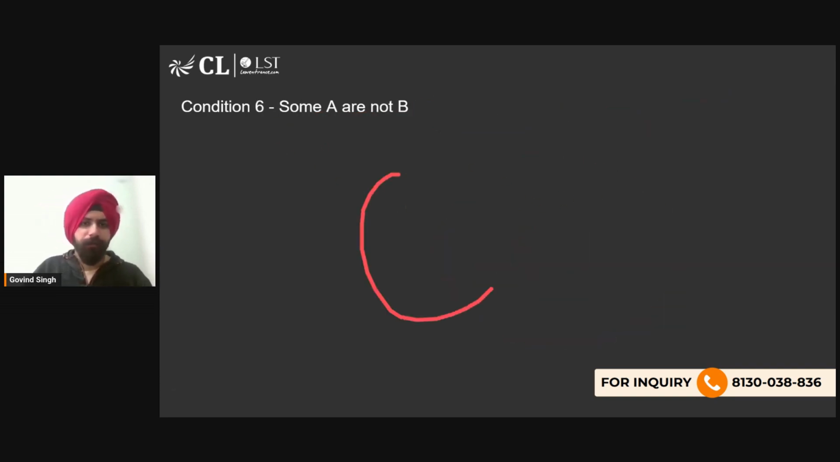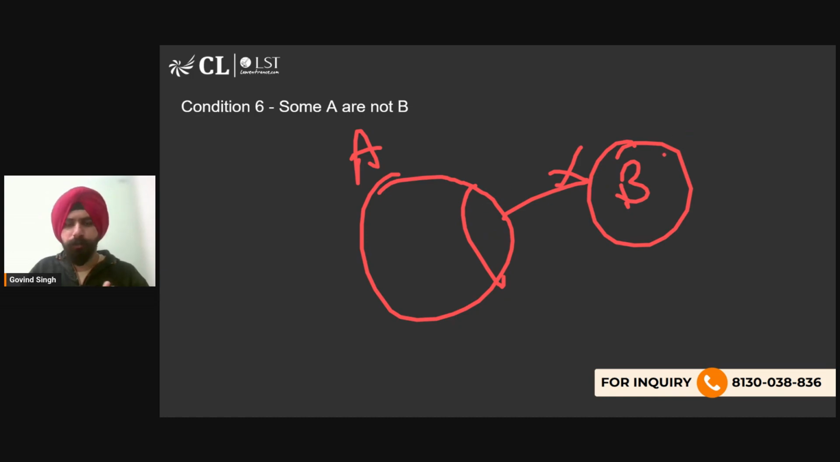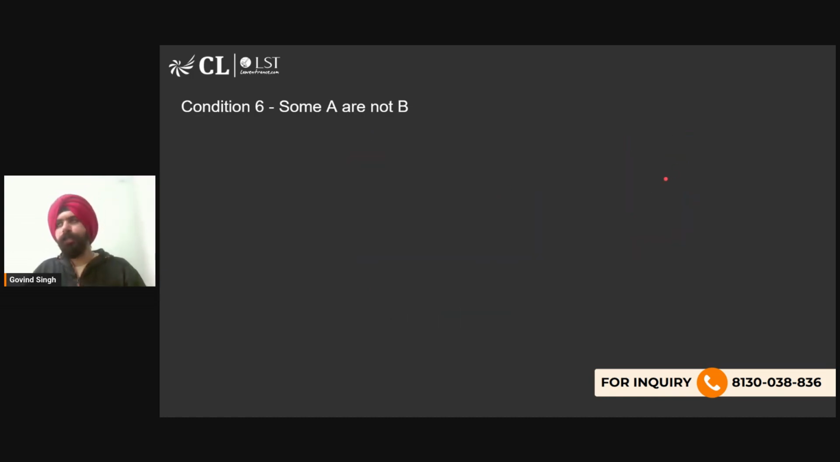Lastly, you have some A are not B. So you draw an A, you cut out some portion of A and mark it as not overlapping with B. So this part of A would not overlap with B. These were the 6 conditions which we saw. Based on these, we are going to solve some questions today. So get your pen and paper handy and solve them with me. I'll give you 15-20 seconds to solve them, and then I'll solve them for you. That is the plan for the day. Let's begin without any further delay.